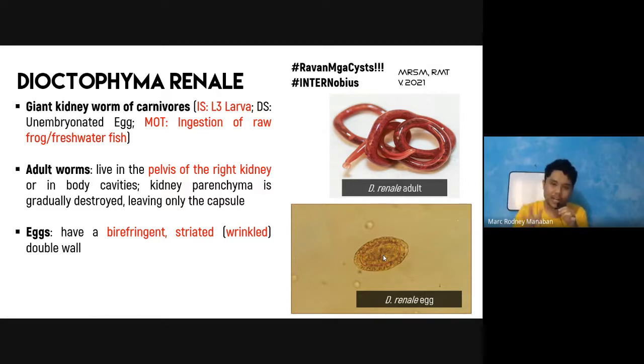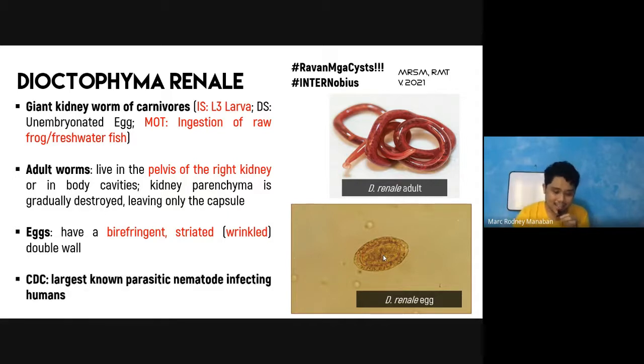So, birefringent, striated, wrinkled, double wall, that's the egg of Dioctophyma renale. And, very important, the CDC mentions that this is the largest known nematode infecting humans. So how is that, Sir Mark? Didn't we mention that the largest nematode affecting man is Ascaris? So in the answers, Dioctophyma renale can also be an answer.